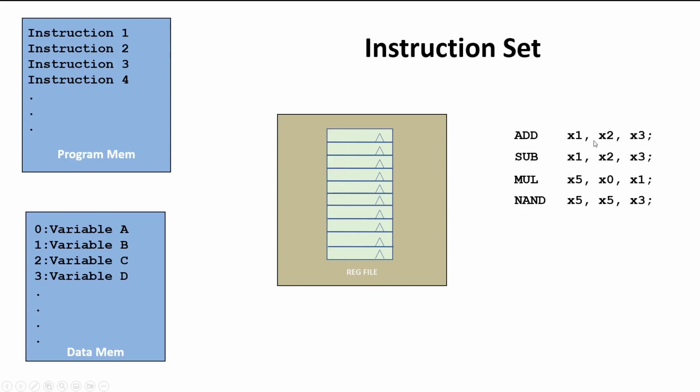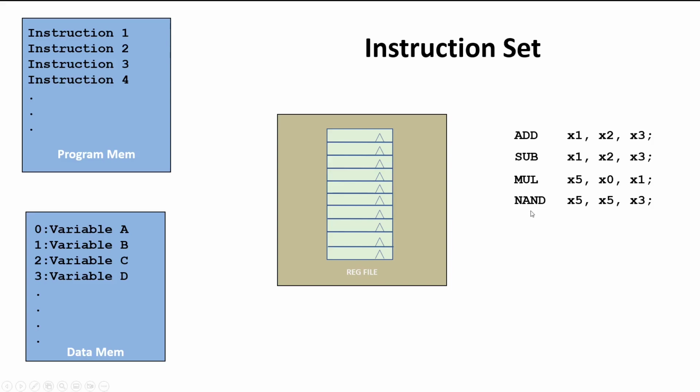So they work like this: if we say subtract x1, x2, x3, we'll subtract x3 from x2 and store its result in x1. So these x1, x2, x3 are representing the registers in the reg file. Let's assume that we have 32 registers and each register is 32-bit wide. So that will make things simpler.